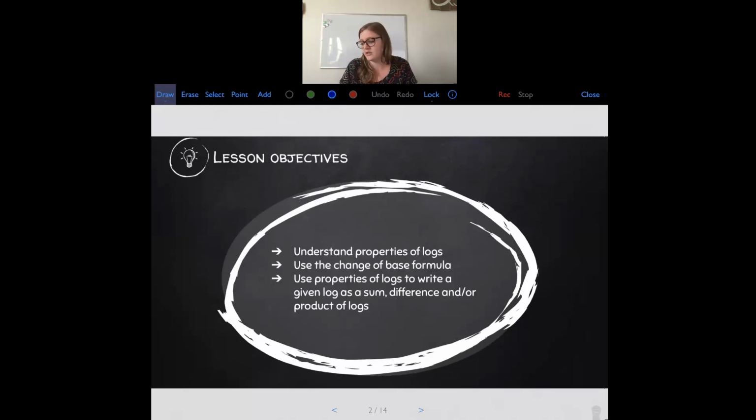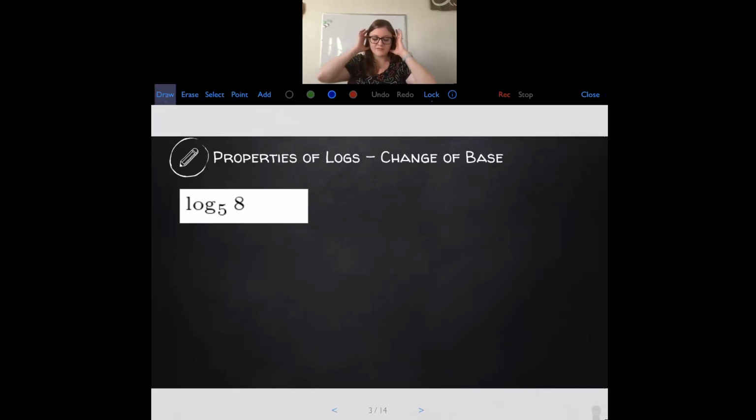Before we continue, make sure that you have your calculator with you. You will need it when we get to the change of base formula, which is actually what we are going to start with. Okay. So properties of logs, change of base.